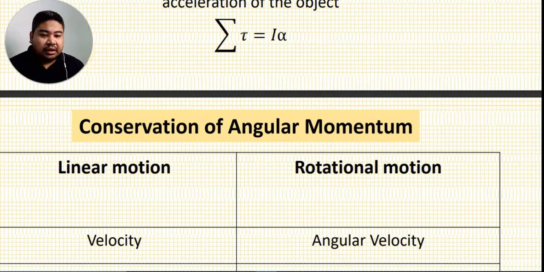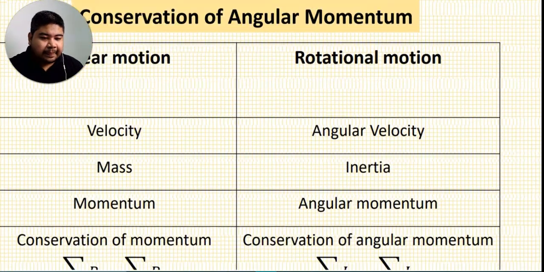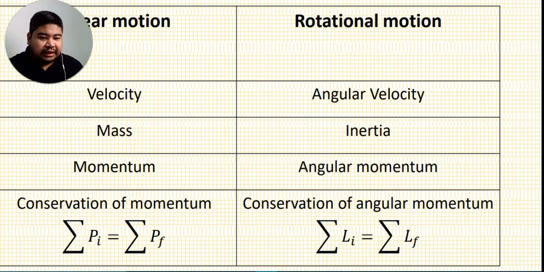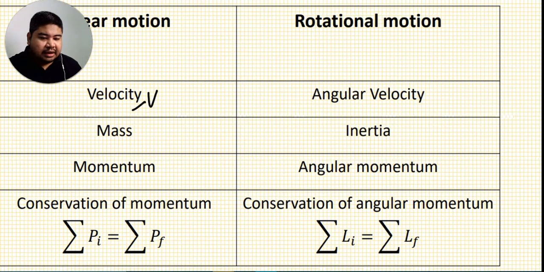Okay, finally we are on the last subtopic in chapter 8, conservation of angular momentum. So I'm going to make a comparison again. In linear motion, we have the linear velocity v, and then mass m, momentum p. The conservation law for linear motion is that the sum of initial linear momentum is going to equal the sum of final momentum.